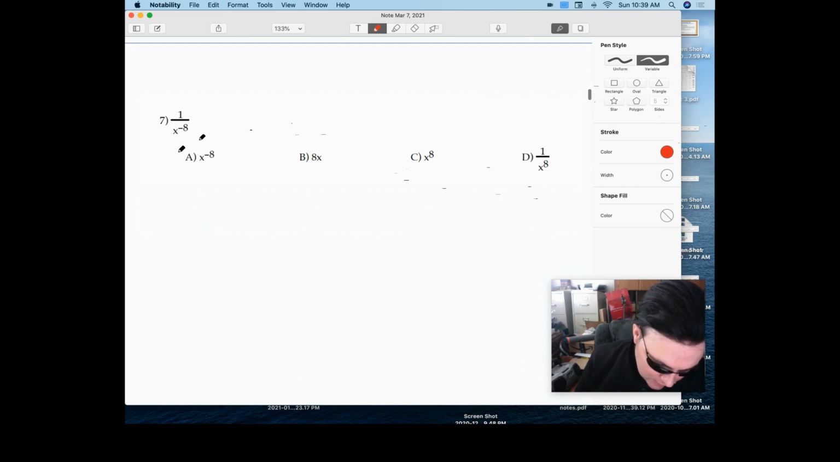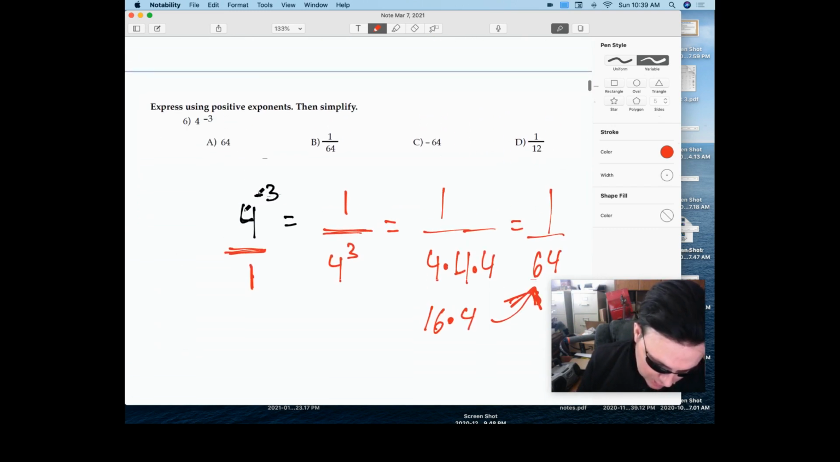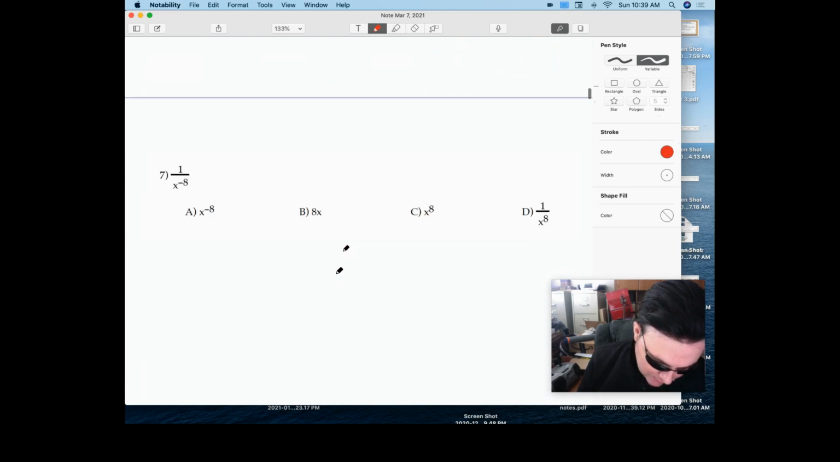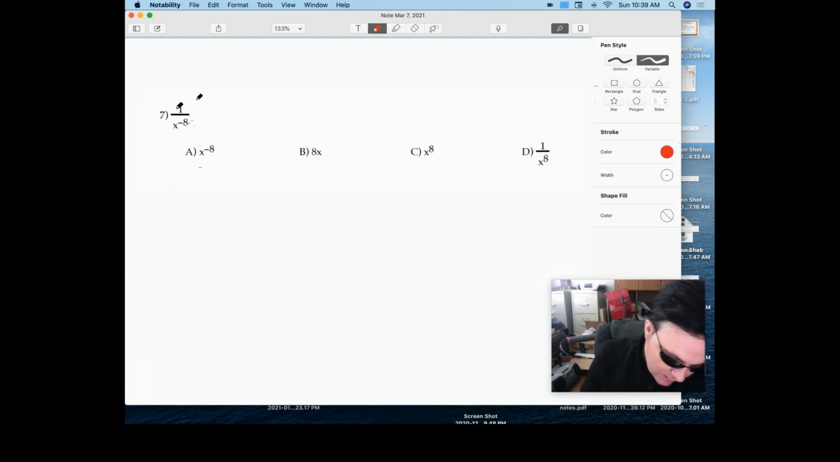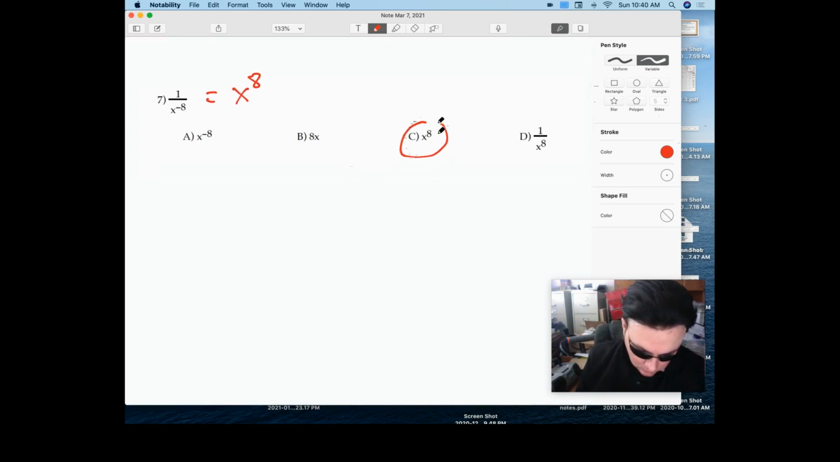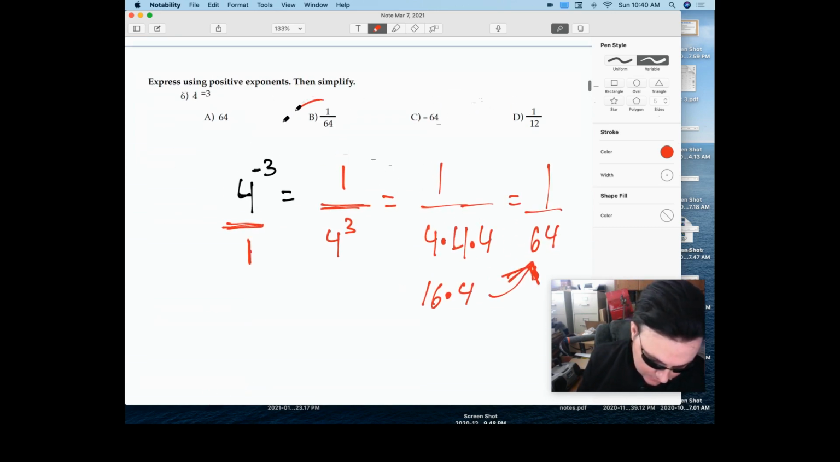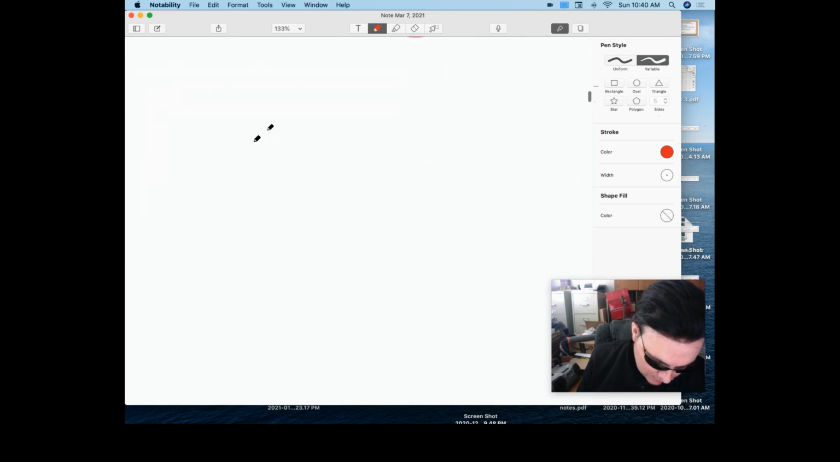Now notice here that the negative is in the denominator, and the negative just means you're switching position. So if it's in the numerator, it goes to the denominator. If it's in the denominator, it goes to the numerator. So this is just x to the 8th. All right, did I circle? Oh, look at that, I did circle this one. Okay, let's keep going.